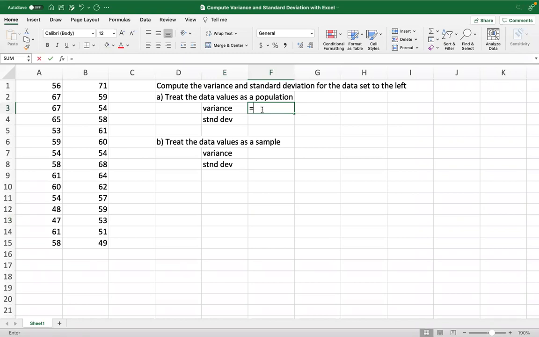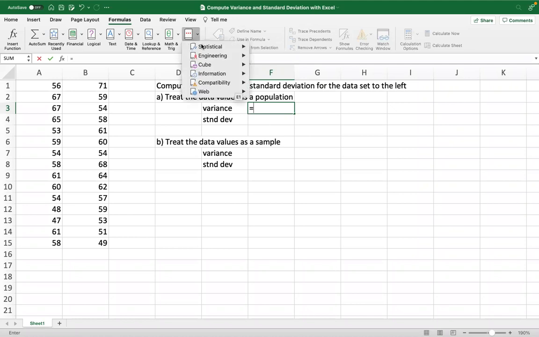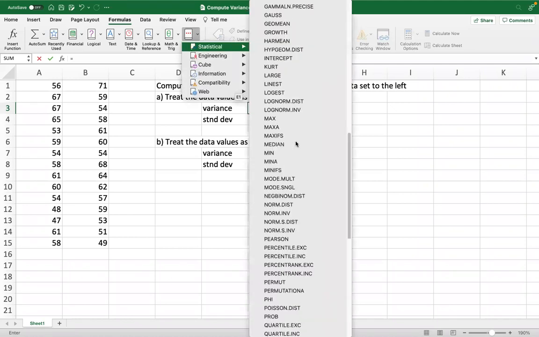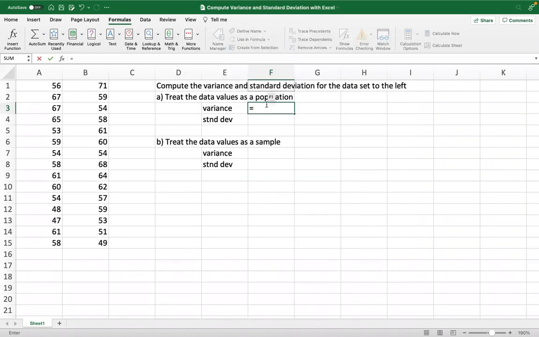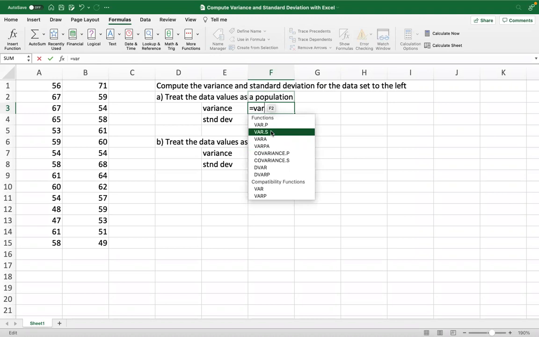We're finding the variance. If you don't know the formulas, you can go into formulas, more functions, statistical, and there's a whole bunch of them. Or you can say, I know I want to find the variance, so let's start with that. So you can see we have VAR.P and VAR.S. That's variance, and the P stands for population.